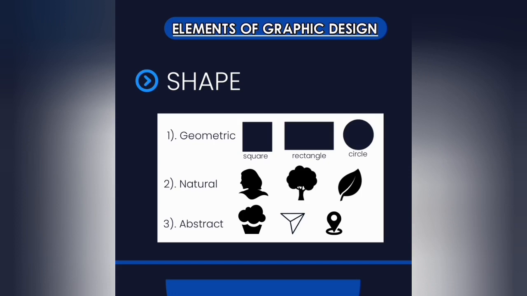The natural type, these include objects. These include stuff like people, leaves, trees, etc. So these are natural shapes. Abstract includes icons, styles or patterns that have been created, all fall under abstract shapes. Alright, so what is the use of shapes in design? Shapes are used to create a visually eye-catching and pleasing design. That is basically the use of shape.